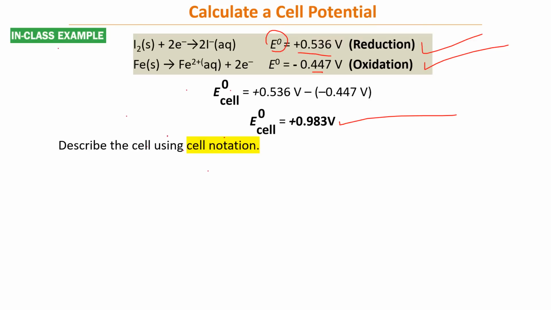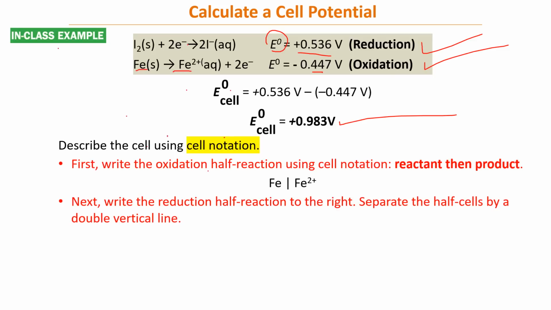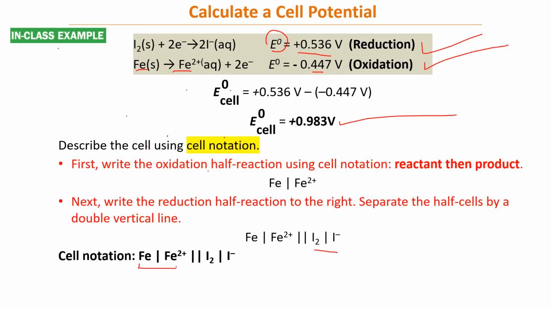And the final thing, we need to describe the cell notation. So as you know, we write the oxidation half or anode at the left. This is the anode because it's oxidation, Fe and Fe2+. And then we write the cathode, which is the reduction, together. So we write it here, and then we connect them. So this one is anode, or the oxidation half cell. This one is the cathode, or the reduction half cell. How do we know how to write them? We said always reactant then product. So reactant product, and here reactant product. Okay? And that's the end.